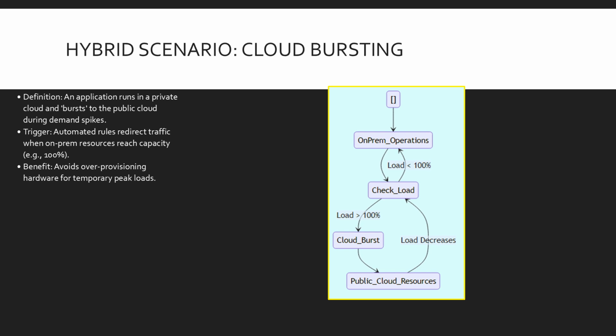This state diagram visualizes the logic of cloud bursting. The system starts in on-prem operations. It constantly performs a check load. If load is under 100%, it stays on-prem. If load exceeds 100%, it transitions to cloud burst, utilizing public cloud resources. Once the load decreases, the loop returns to the base state, visualizing the elasticity of the hybrid model.